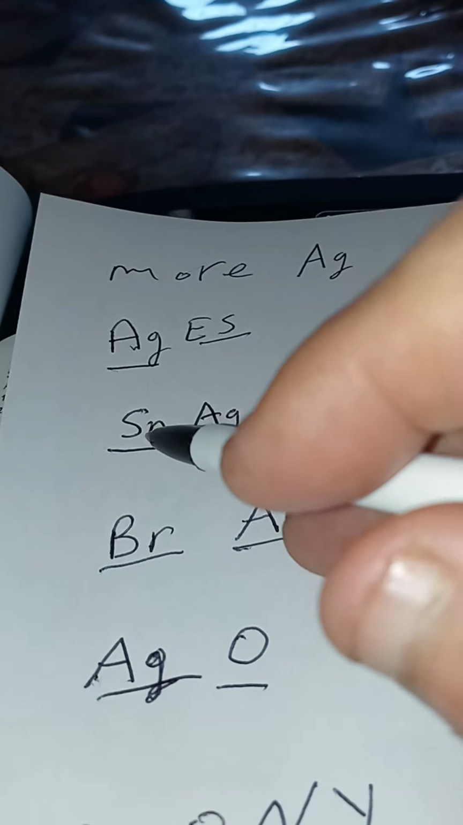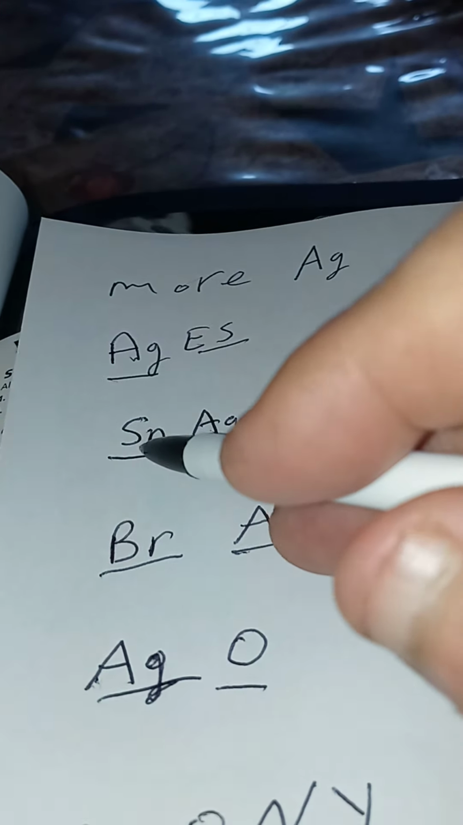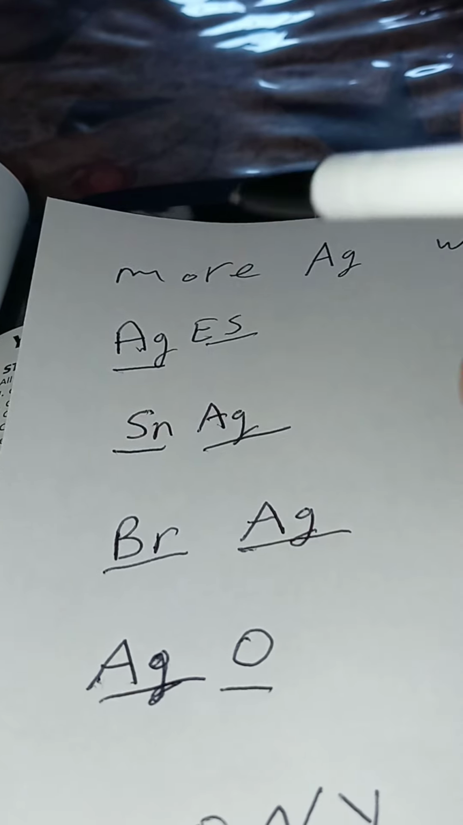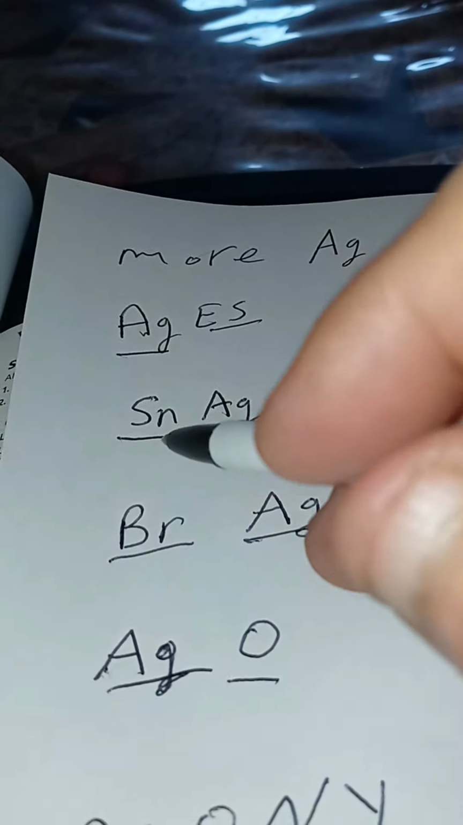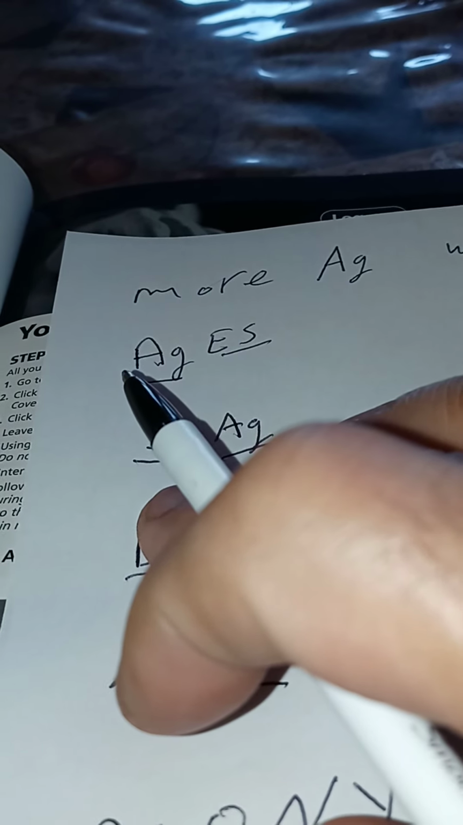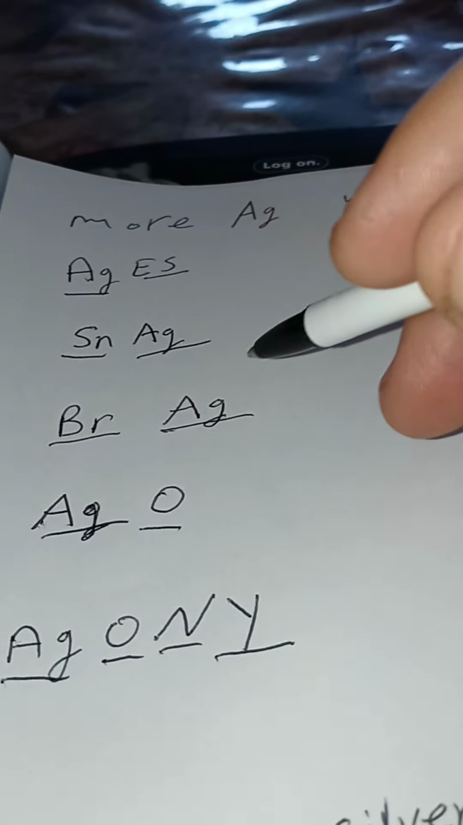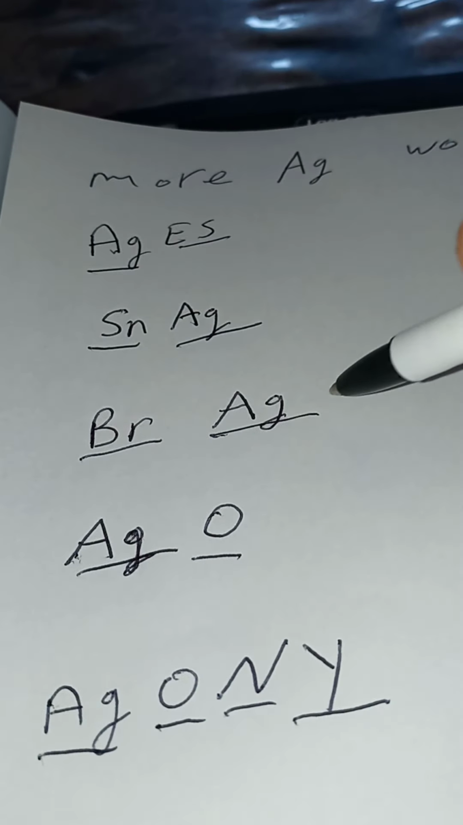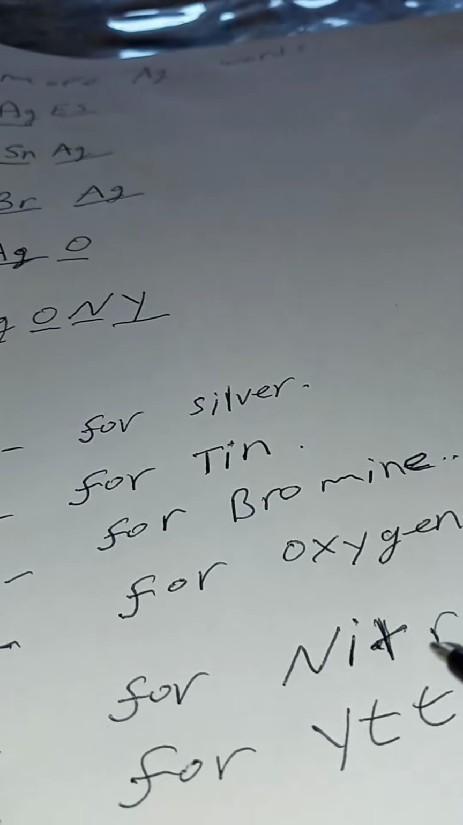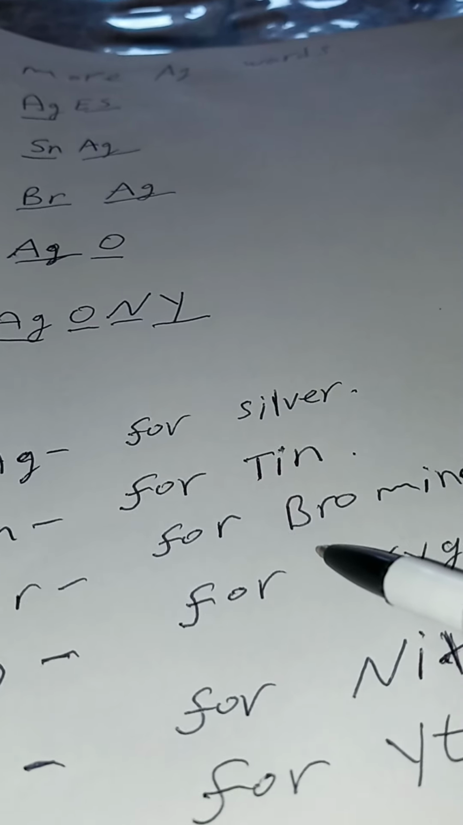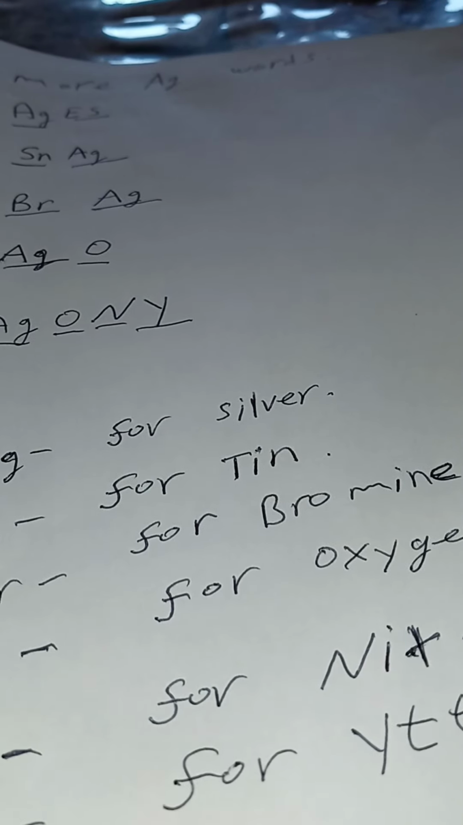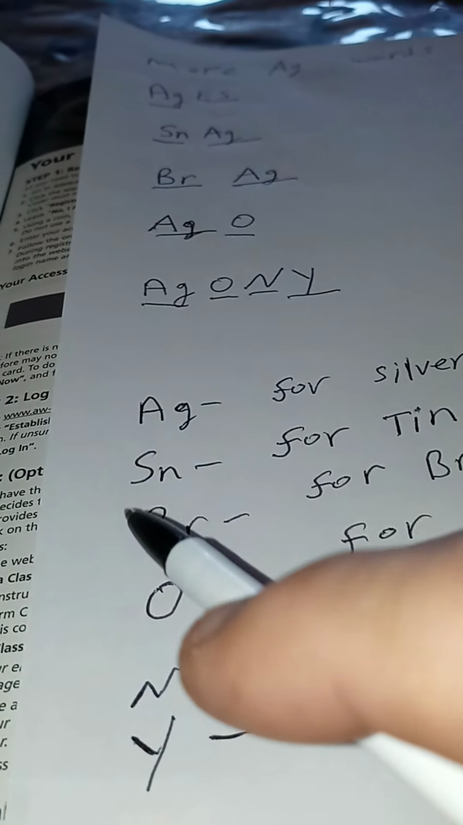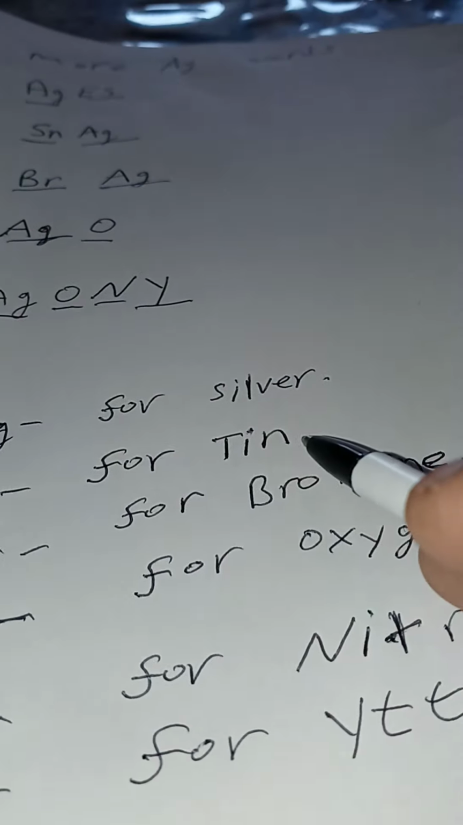And then you have snag: capital S, small n, capital A, small g. Capital A and a small g is for silver, and capital S and a small n is for tin. And you've got brag: capital B, small r, capital A, small g. Capital B and small r is for bromine, spelled B-R-O-M-I-N-E. And we know that Sn is for tin, T-I-N.